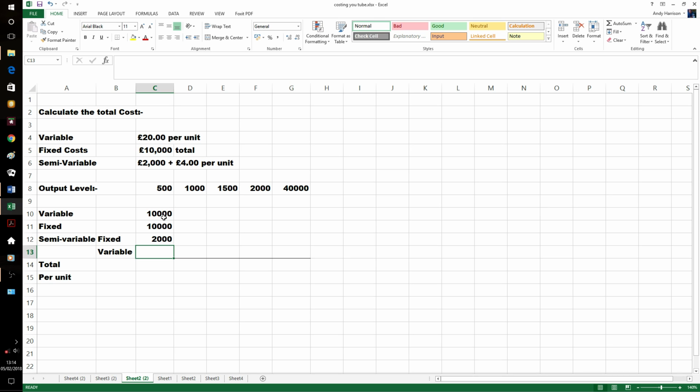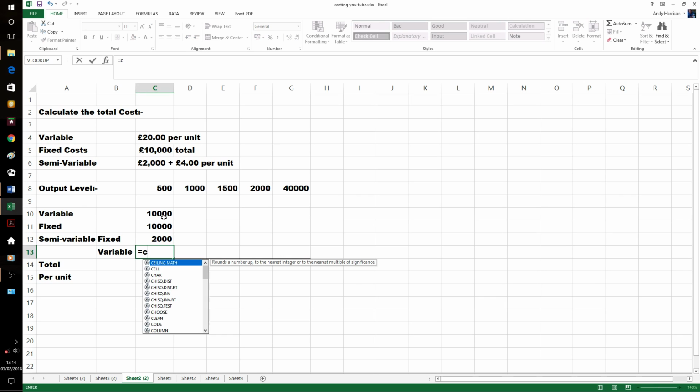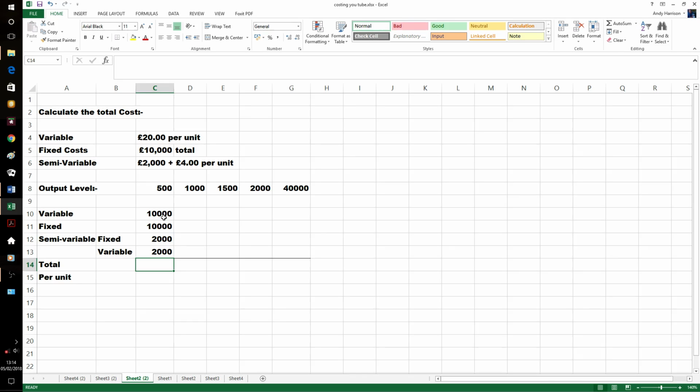But the variable part of the semi-variable, back to the output level, times the cost, £2,000 at £4 per unit. So if we add that up, comes to £24,000, and then we can just follow this across. So notice we've gone evenly, but then I've done an extreme one at the end.